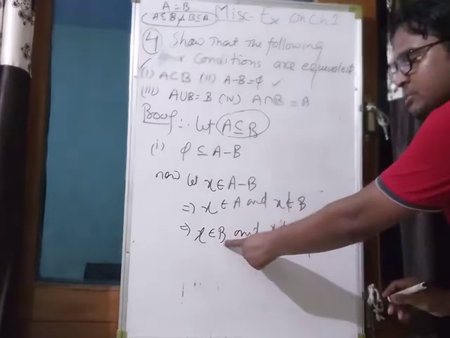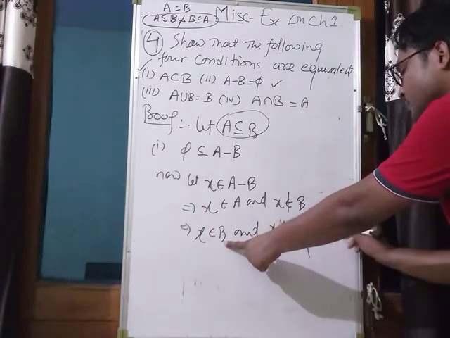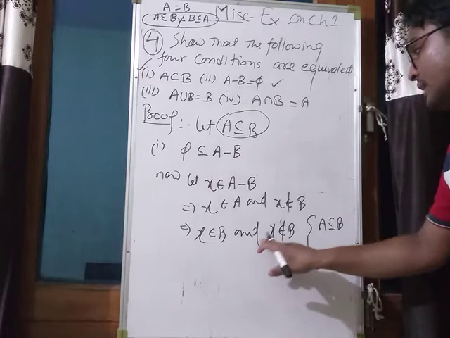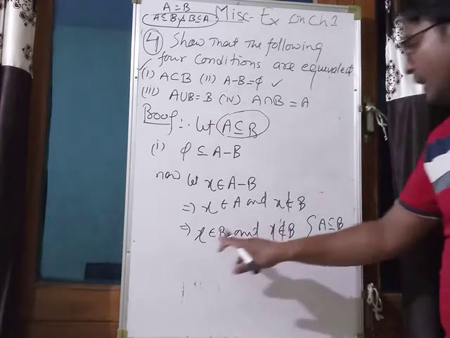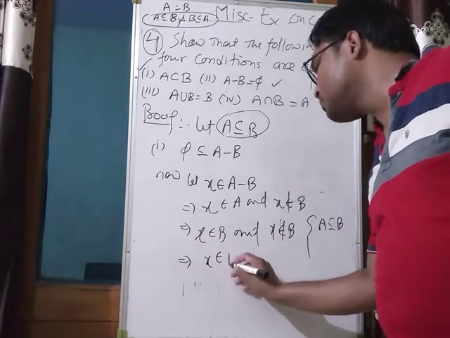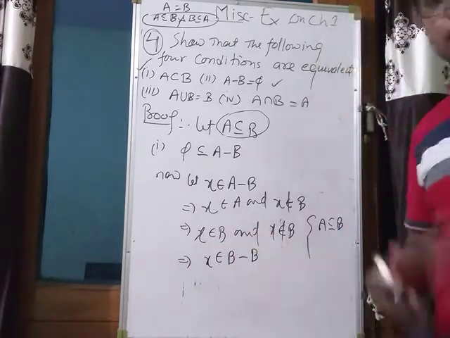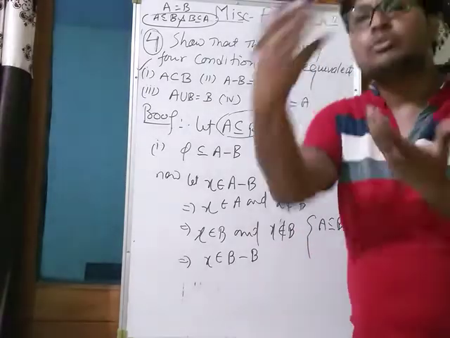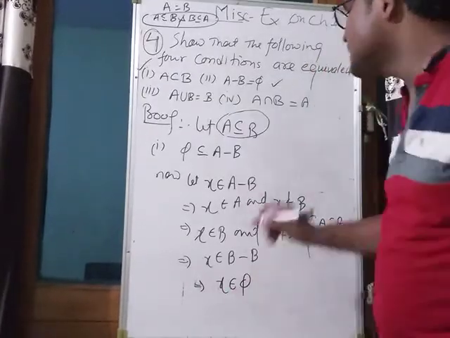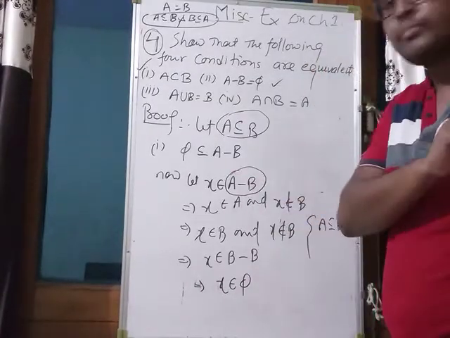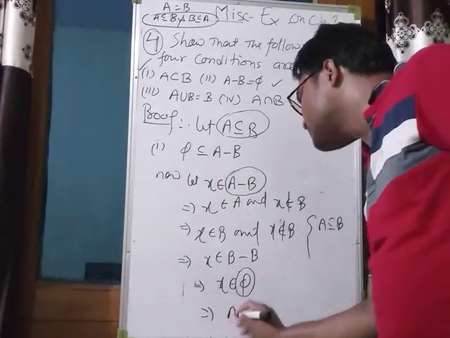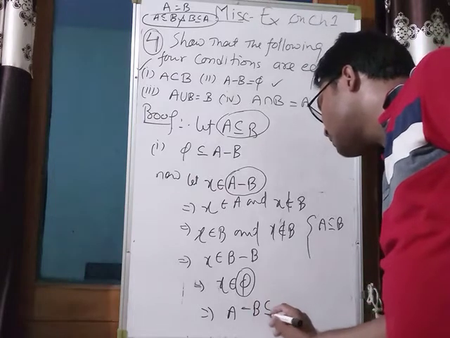Why is this replaced by this one? Because A is a subset of B, it is given. Now X belongs to B and X does not belong to B means X belongs to B difference B, and B difference B has no element, it is empty, so X belongs to phi. That means each element which belongs to A difference B belongs to phi also. Clearly A difference B is a subset of phi.